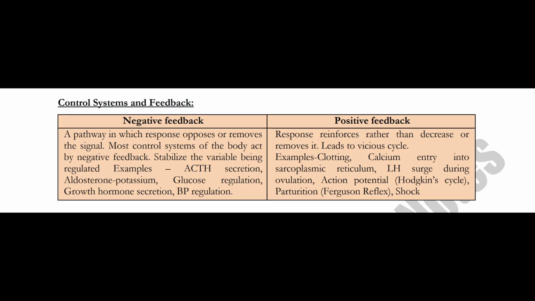Positive feedback. Definition. Positive feedback occurs when the response to a stimulus reinforces the original signal, leading to an amplification of the effect. This can create a vicious cycle until a specific endpoint is reached. Examples: clotting. When a blood vessel is damaged, the clotting process is initiated. The initial clotting factors activate more clotting factors, leading to rapid clot formation.